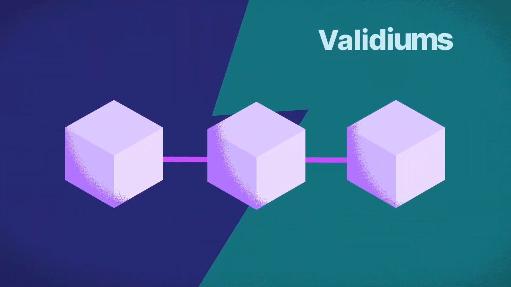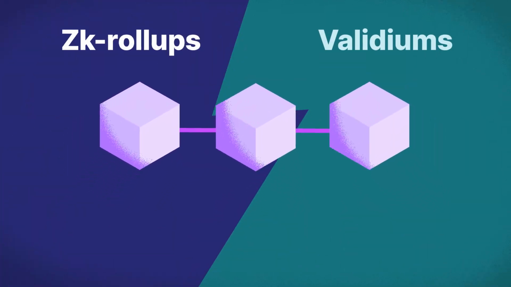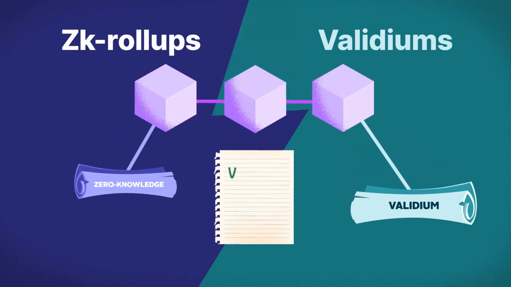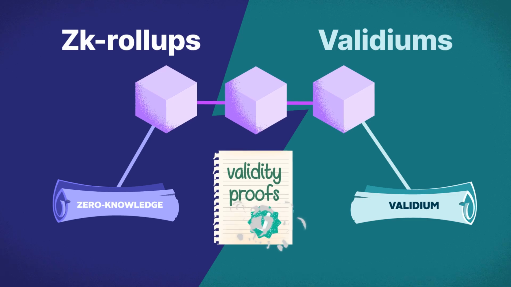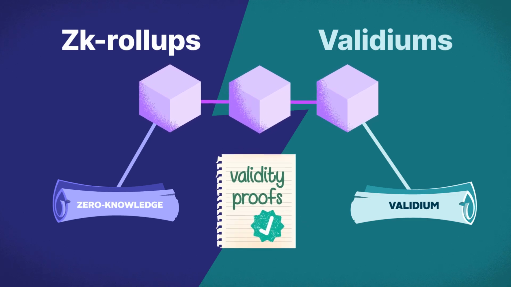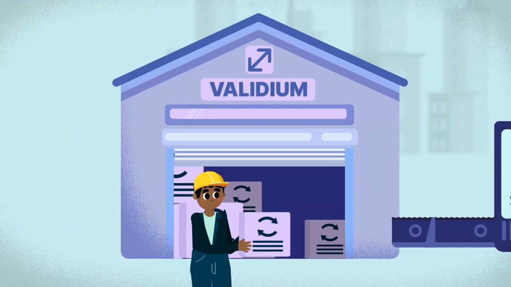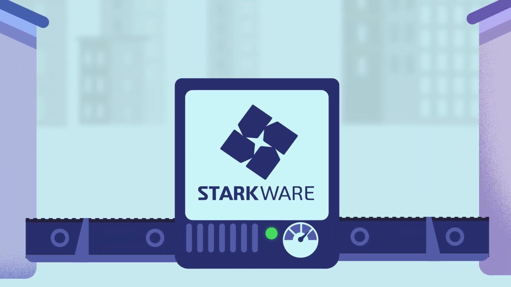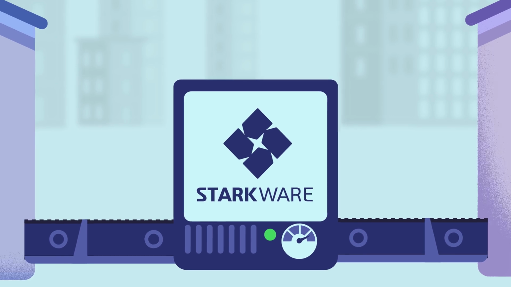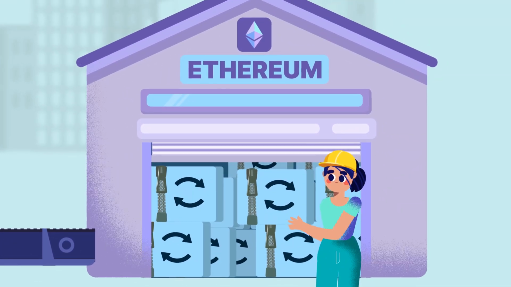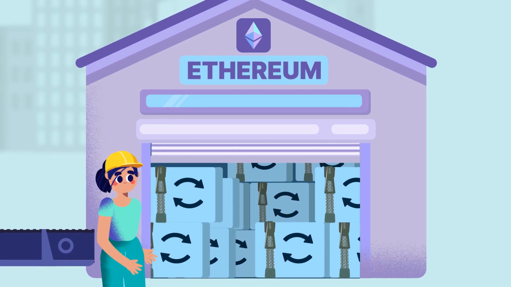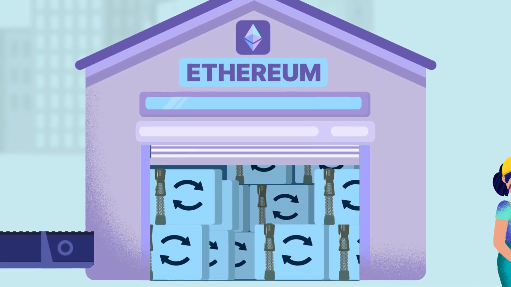Lastly, we have Validiums, which are similar to ZK rollups, in that they conduct computations away from the Ethereum main layer and use validity proofs to verify off-chain transactions on Ethereum. However, unlike ZK rollups, Validiums used by projects like Starkware rely on off-chain data availability. This means they store transaction data off the Ethereum mainnet rather than posting compressed data directly on it.